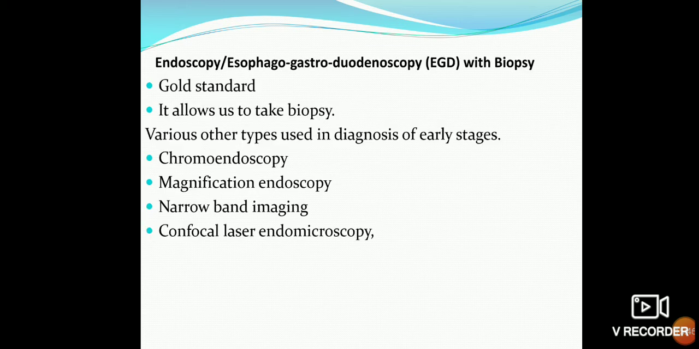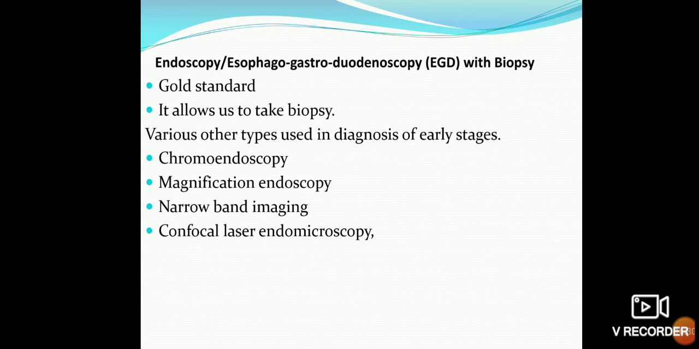The next investigation is the endoscopy, esophagogastroduodenoscopy with biopsy. Endoscopy is the gold standard investigation of choice for gastric carcinoma because it can show the anatomical locations in the stomach. It can also show the type of growth, such as papillary type, tubular type, mucinous type, signet ring cell type, linitis plastica type. And we can take a biopsy by the endoscopy.